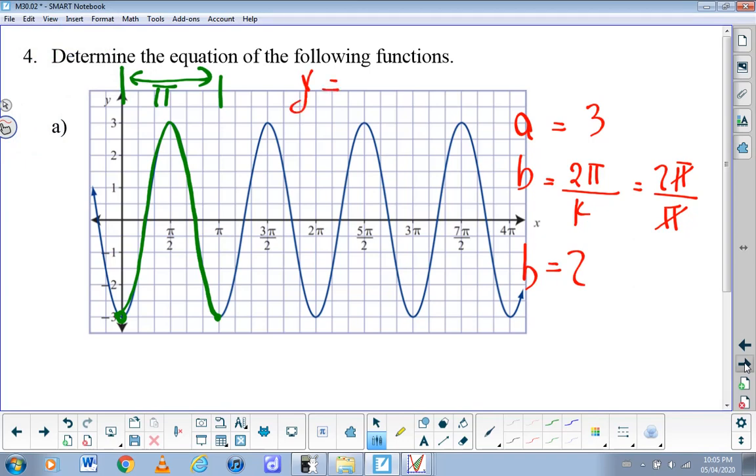Now, this has a start point that's not at the origin, so it's not a sine function. If it were cosine, it would start at the top and go down. This starts at the bottom and goes up, which means a is actually -3 here. We have to use -3 cosine of bx, which is 2x. Whoops, cos.